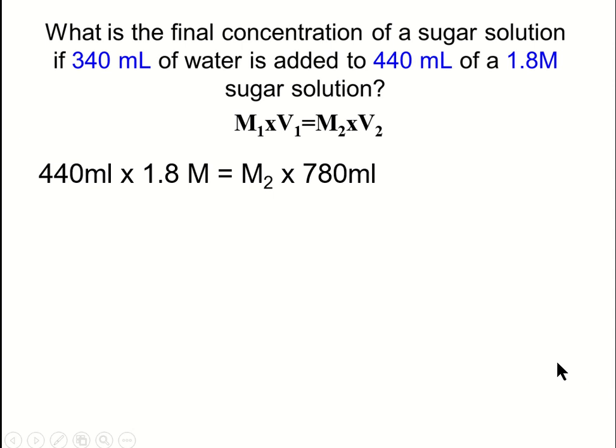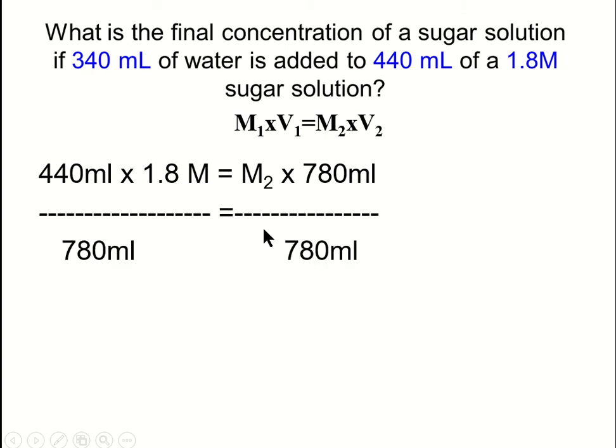You could convert them to liters, and you would have to do so if you were ever trying to get moles. But in this case, I am just getting molarity, and it's a ratio, and I'm comparing apples to apples here. So the next thing I need to do is divide both sides by 780 milliliters in order to get the molarity of the final concentration by itself. I simply multiply these two and divide by 780, and I find out that I now have a perfect molarity of 1 mole per liter for that final solution.